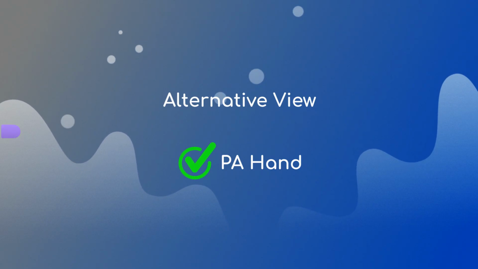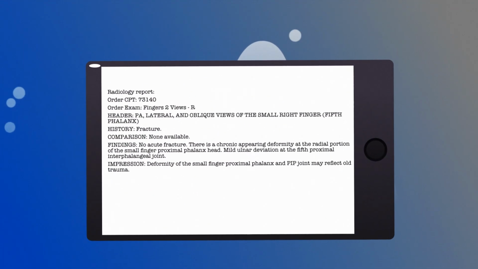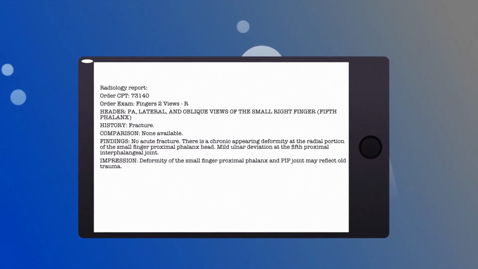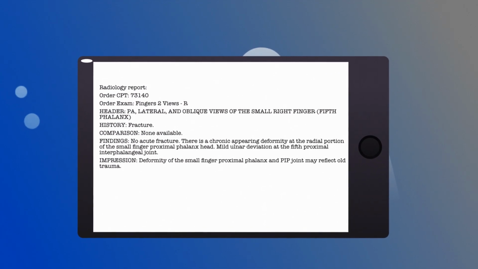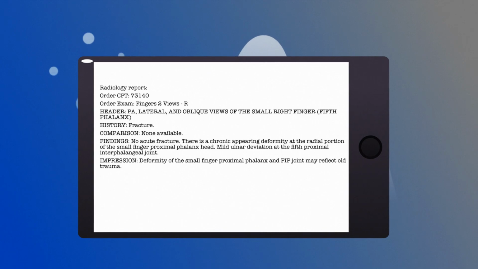Report example. Order: exam, fingers 2 views, right. Header: PA, lateral and oblique views of the small right finger, 5th. History: fracture. Comparison: none available. Findings: no acute fracture. There is a chronic appearing deformity at the radial portion of the small finger, proximal phalanx head. Mild ulnar deviation at the 5th proximal interphalangeal joint. Impression: deformity of the small finger proximal phalanx and PIP joint may reflect old trauma.